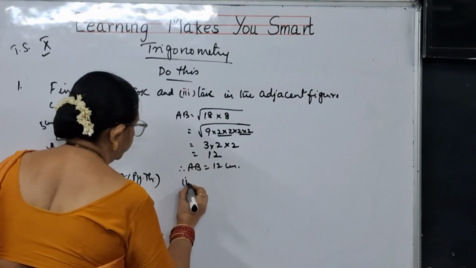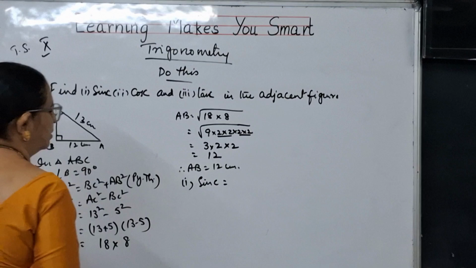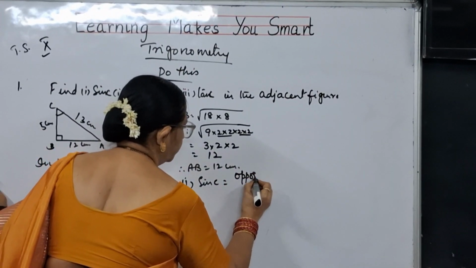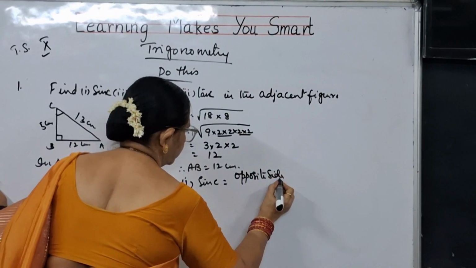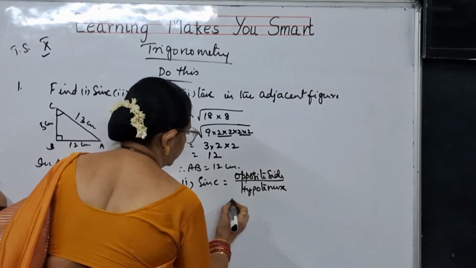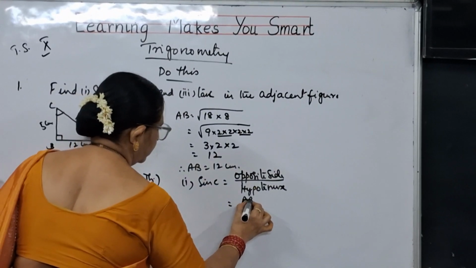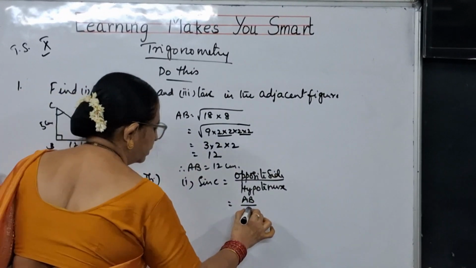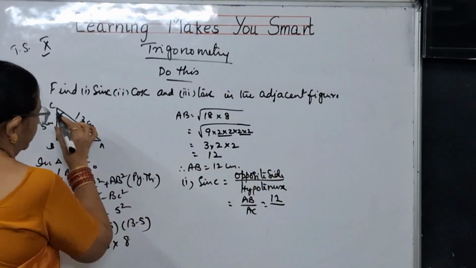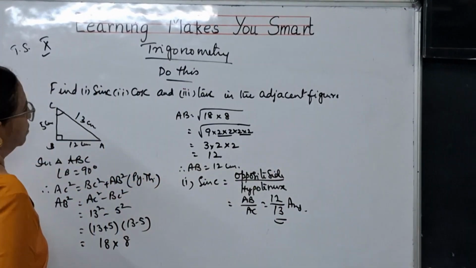Now what is the first one? We want sine C. Sine C means here, for this, what is sine theta? Opposite side by hypotenuse. So what is opposite side for sine C? AB. AB by hypotenuse AC. So what is AB? AB is 12 centimeters by AC is 13 centimeters. So 12 by 13 is the answer for sine C.